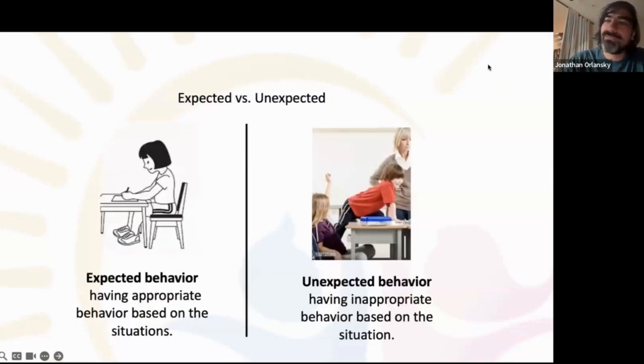All right, expected behavior versus unexpected behavior. Expected is having appropriate behavior based on the situation, and unexpected behavior is having inappropriate behavior based on the situation. So, perfect example, someone's sitting at their seat doing an assignment. You see calm body, set shoulders. They're clearly not saying anything. Then we got this guy who's got his knee up on the table. He's crawling all over it. Teacher doesn't look happy. That's the thing. It's inappropriate, and we'll get into why that's an issue.